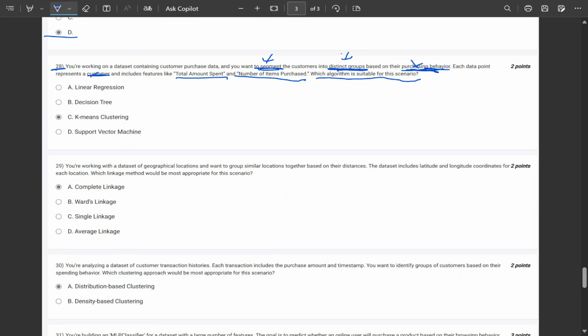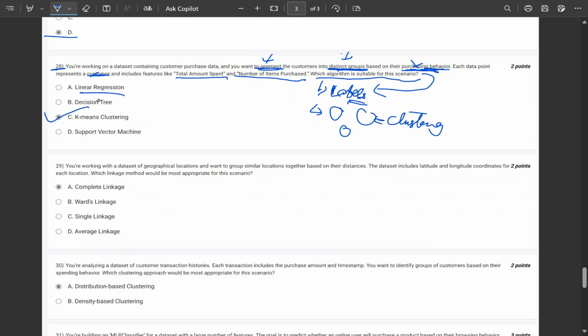And if it is saying segment and distinct groups, that means that there are no labels as per this particular question, as well as there are groups. And we know that for groups, K-means clustering algorithm is very good because we are kind of clustering only. So that's the basic intuition behind it.